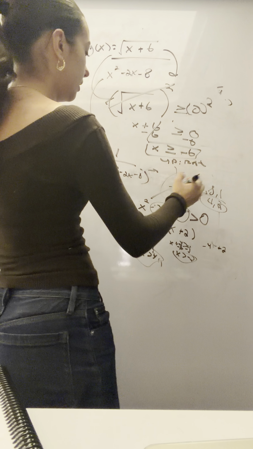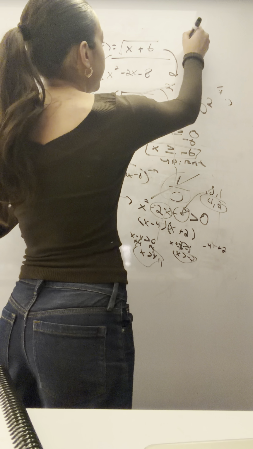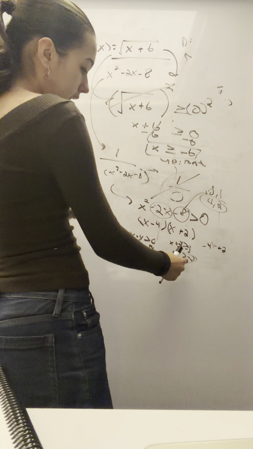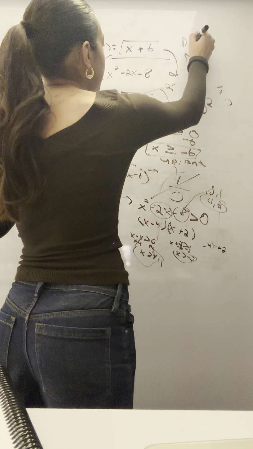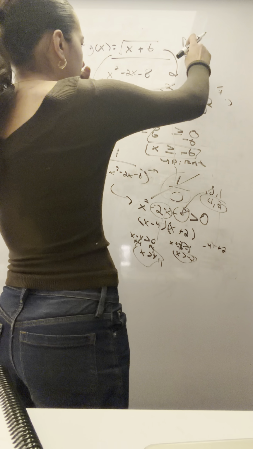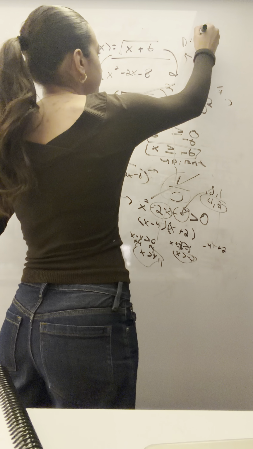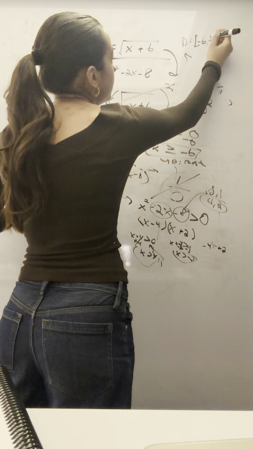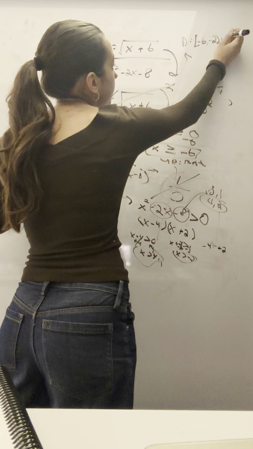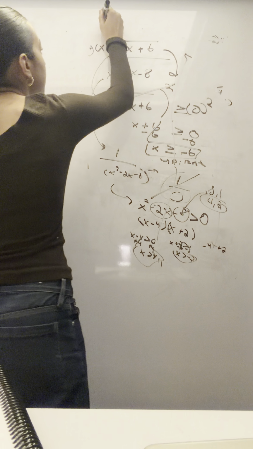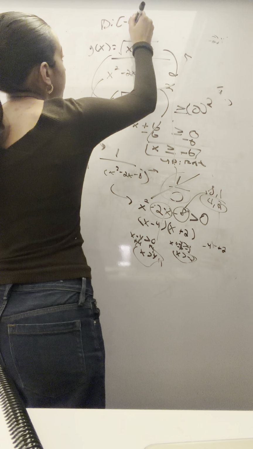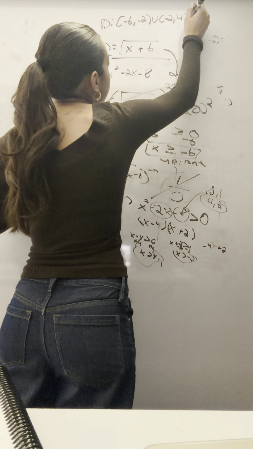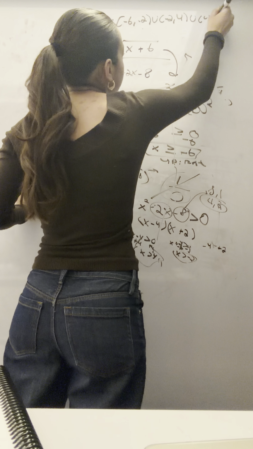Okay, now we're going to put all our restrictions over here. So now we know everything. We have x is greater than or equal to negative 6, x is greater than 4, x is greater than negative 2. So our domain is going to be from negative 6 to negative 2, union, oh shoot, I don't have enough space there. So it's going to be negative 6 to negative 2 union, negative 2 to 4 union, 4 to infinity.